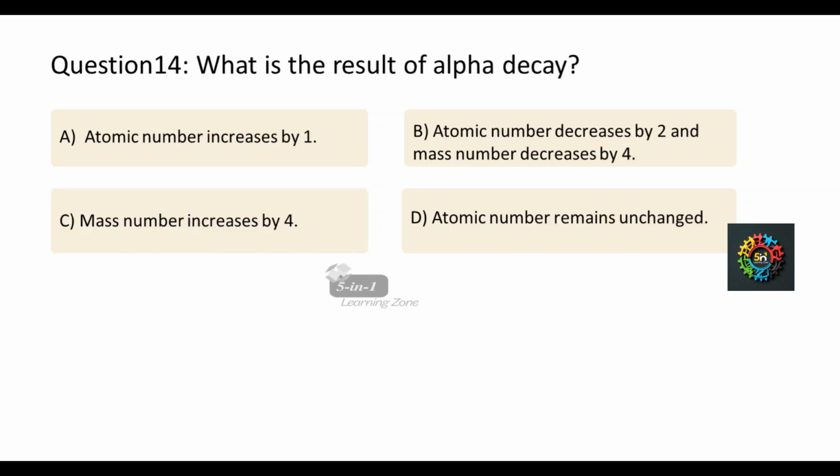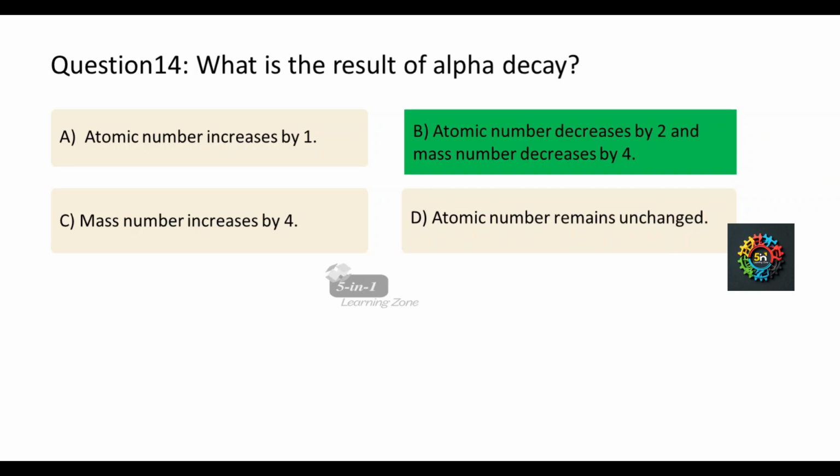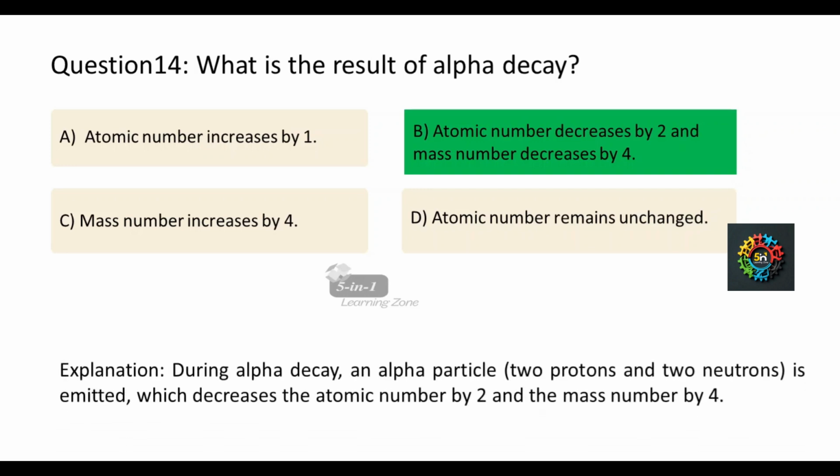14. What is the result of alpha decay? Answer: B. Atomic number decreases by 2 and mass number decreases by 4. Explanation: during alpha decay, an alpha particle, 2 protons and 2 neutrons, is emitted, which decreases the atomic number by 2 and the mass number by 4.